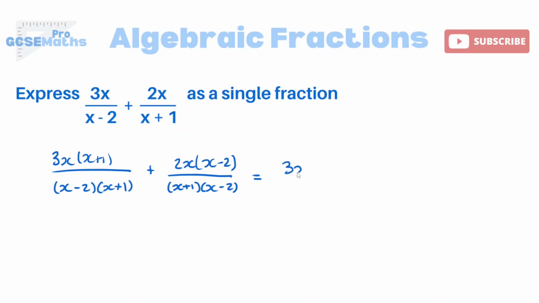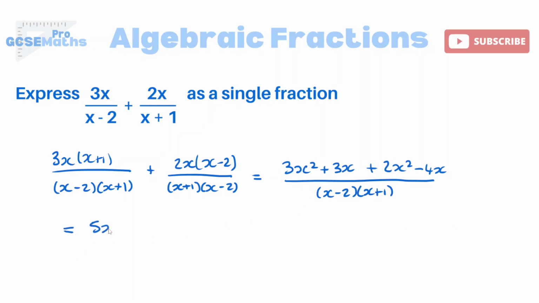So expanding, we've got 3x squared plus 3x, plus the second one is 2x squared minus 4x, all over x minus 2, x plus 1. That's the same denominator. Now I'm just going to simplify, collect the like terms of the numerator. So we've got 5x squared there, minus x. I'm going to leave this one factorised.